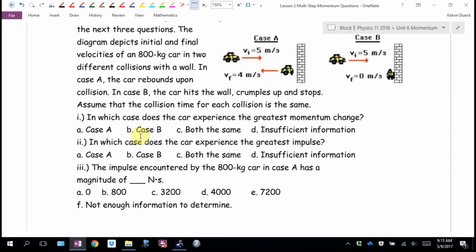Who says A, Mr. Dewick, A? 1, 2, 3, 4. Who says B, Mr. Dewick, B? 1, 2, 3, up to 17. Who says C? Both the same car. Who says D? You need more info.